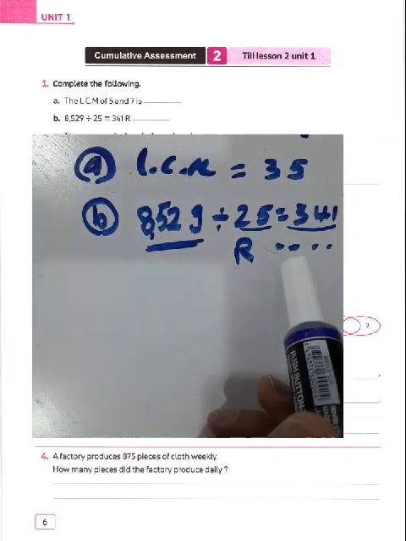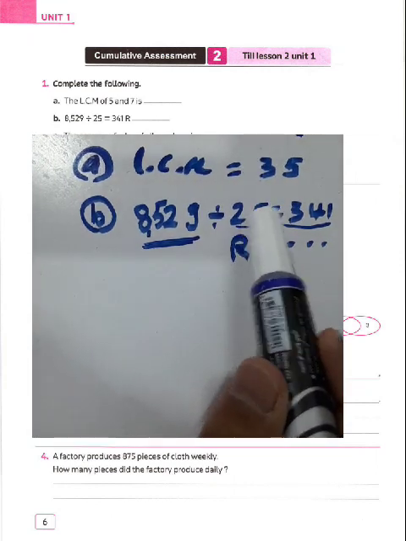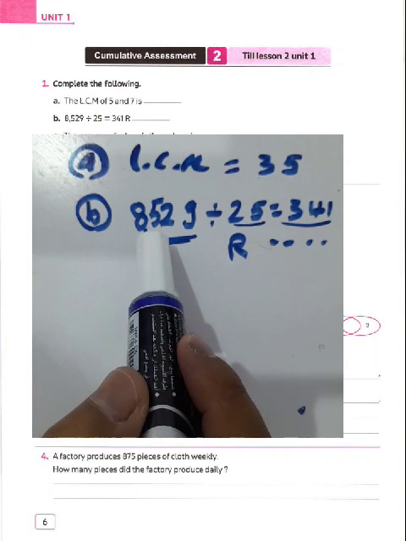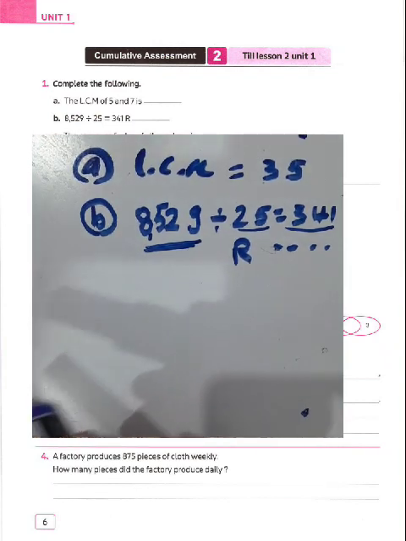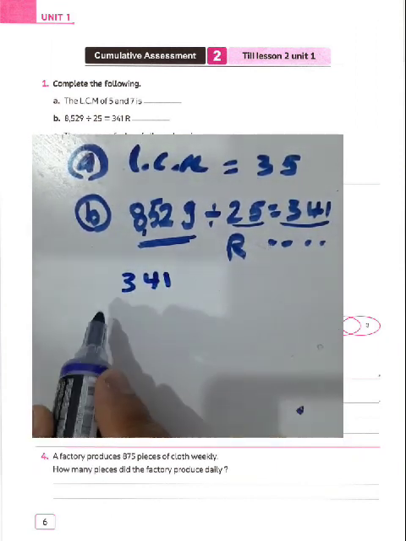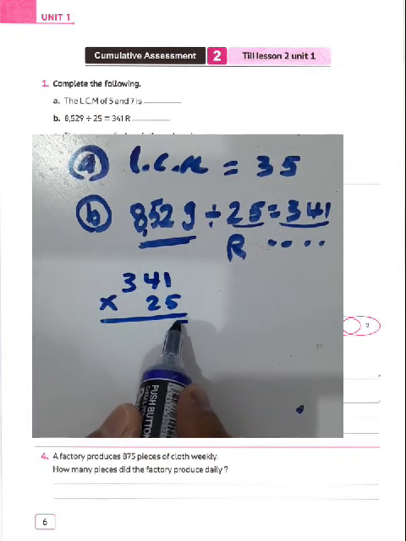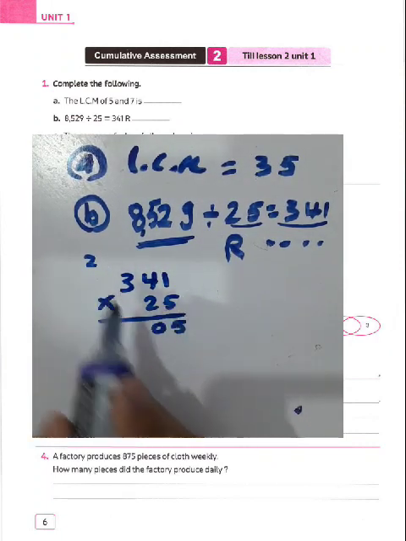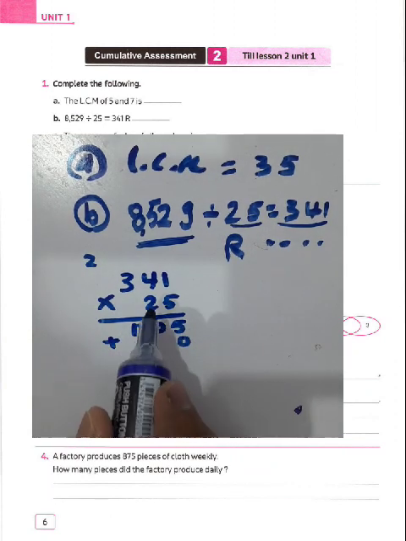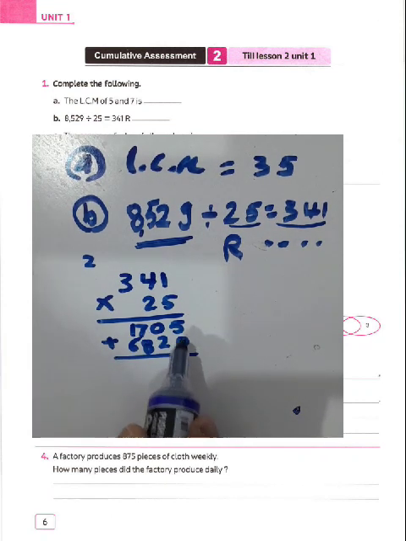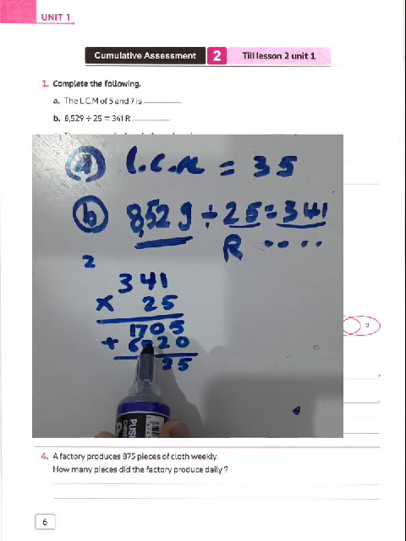Okay, then the first step, you can find the multiplication of the quotient 341 and 25. 1 times 5 equals 5, 4 times 5 equals 20, write 0 and carry 2, 3 times 5 equals 15, 15 plus 2 equals 17. Then 2 times 1 equals 2, 2 times 4 equals 8, 2 times 3 equals 6, and add them. 5 plus 0 equals 5, 0 plus 2 equals 2, 8 plus 7 equals 15, write 5 and carry 1, 2 plus 6 equals 8.